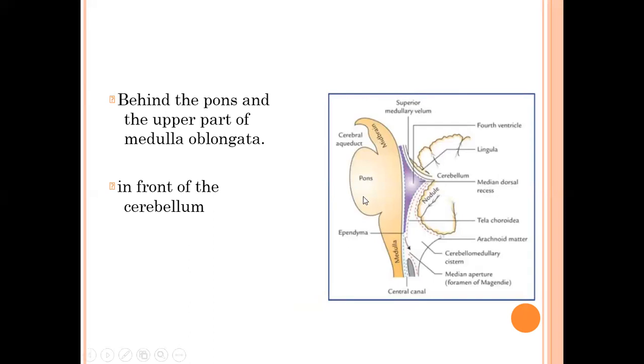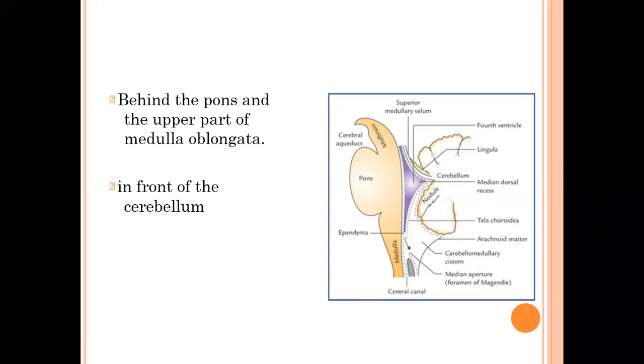Location of the fourth ventricle: it is located behind the pons. You can see brainstem here, midbrain, pons and medulla oblongata. So behind the pons and upper part of the medulla oblongata is the location of the fourth ventricle, and in front of the cerebellum.